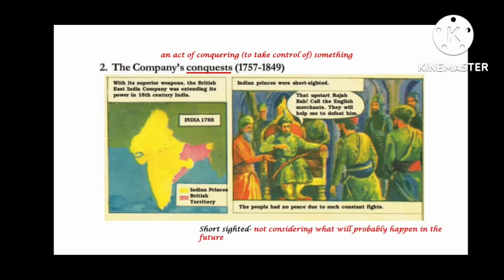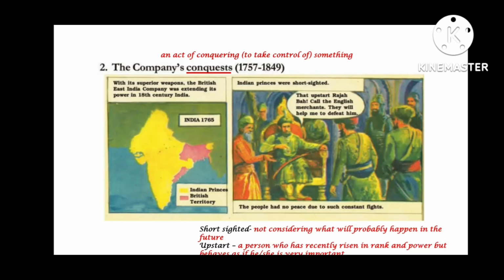Indian princes were short-sighted. Short-sighted means not considering what will happen in the future. They couldn't see the future. That upstart Raja, upstart means a person who has recently risen in rank and power but behaves as if he or she is very important. That upstart Raja, call the English merchants. They will help me to defeat him. So Indian princes were short-sighted.